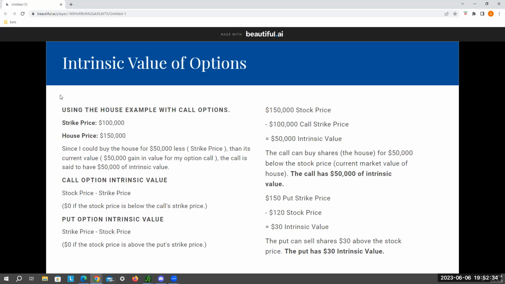That's the intrinsic value. Now, for put options, like I said, it's the opposite. So it's the stock price subtracted from the strike price, and the intrinsic value is $0 if the stock price is above the put strike price. So here's the example: $150 put strike price minus the $120 stock price equals a $30 intrinsic value. The put can sell shares for $30 above the stock's price. The put has a $30 intrinsic value. It's very simple. Once you understand the basic equation for it, it's fairly simple.